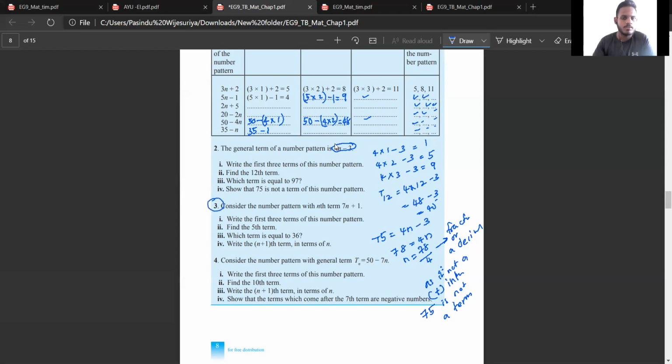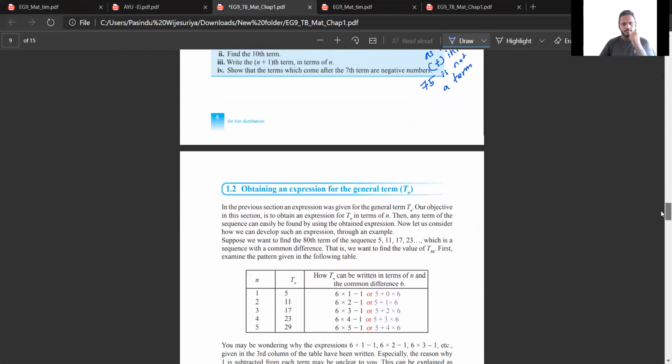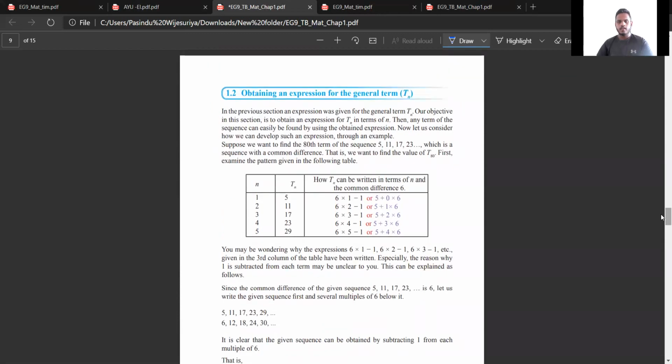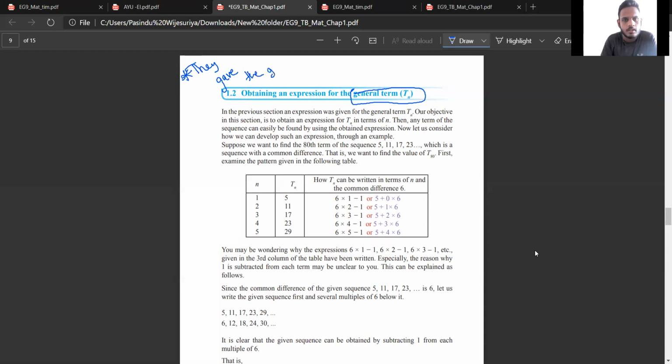Then the same questions follow, it's exactly the same, so you should be able to do it. Here is how they teach us to create a general term. In these previous questions, they give the general term.